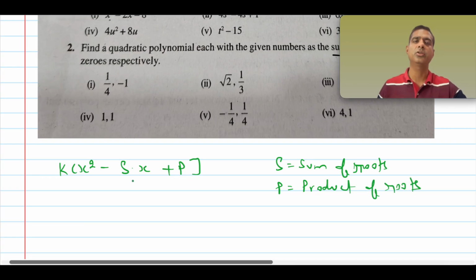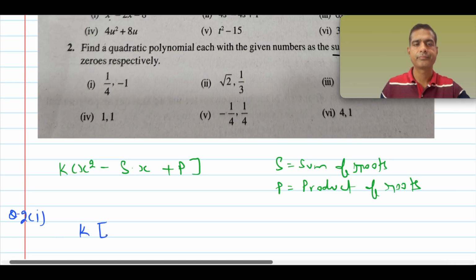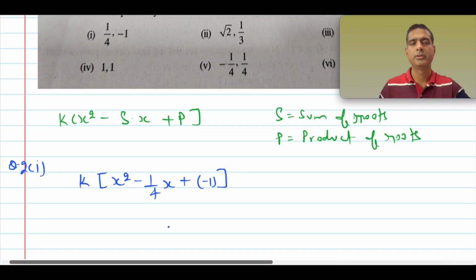So using this concept, I can find out the quadratic polynomial whose sum and product is given. So let us try question number 2, part 1. 1 by 4 is the sum of the roots and minus 1 is the product of the roots. So we can write the polynomial as k (x square minus 1 by 4x plus product of the roots, which is minus 1).